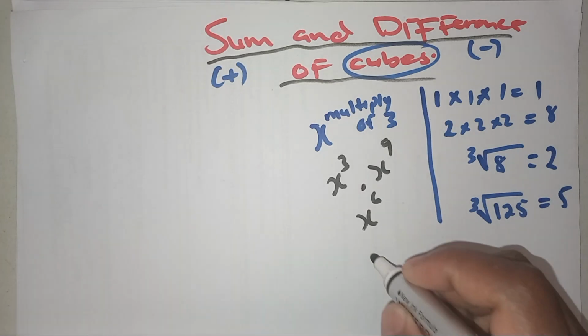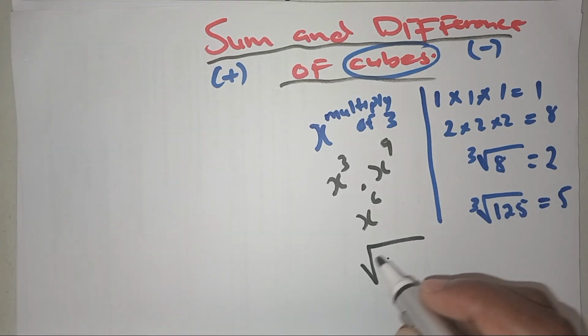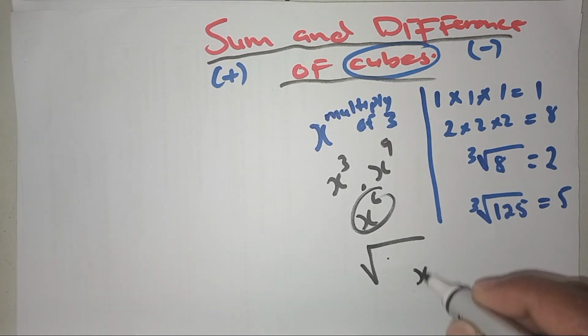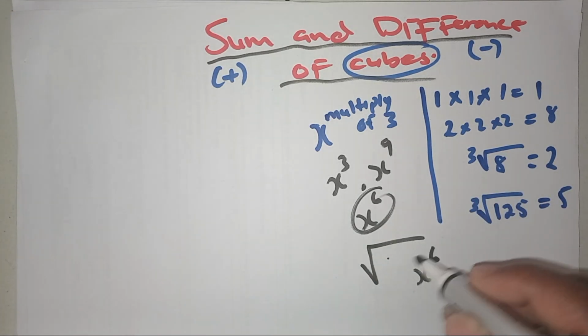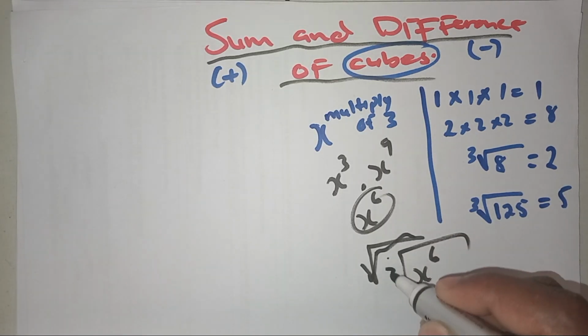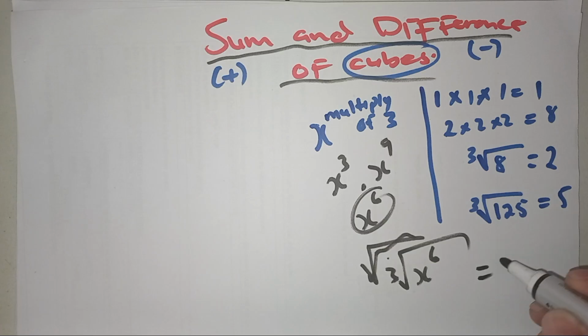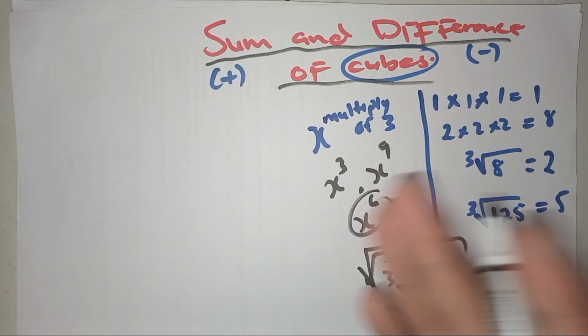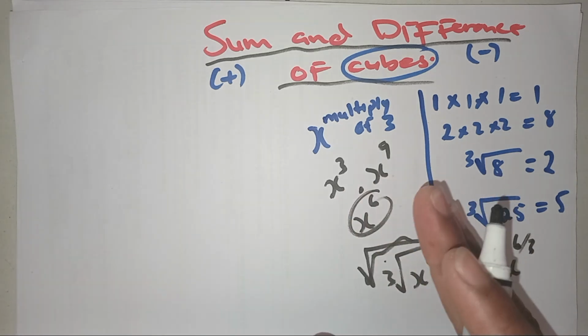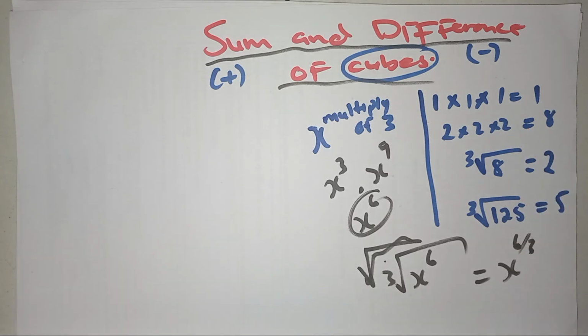How do you get the cube root? If you have x exponent 6 and you want to check the cube root of x exponent 6, you're going to say 6 divided by 3. It means that if you have any variable and you want to find the cube root of that variable, you have to divide the exponent by 3. I hope everything is clear on that one.